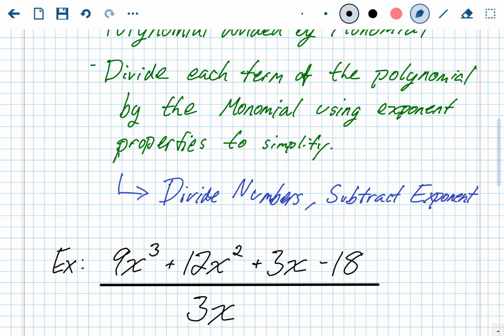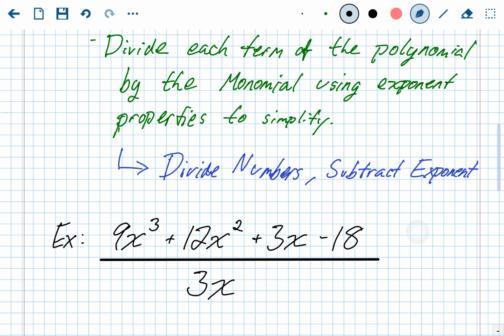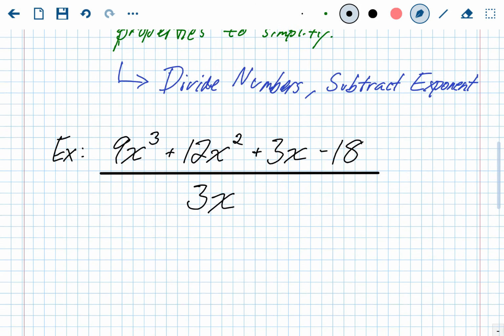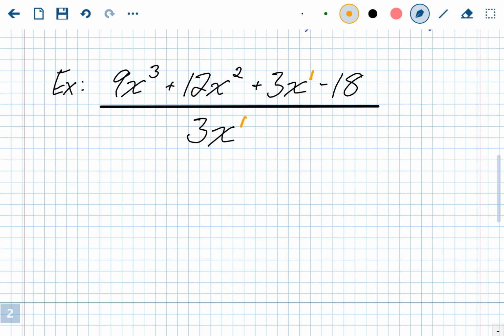Again, fractions are divisions. So we're going to divide each term of the polynomial on top by the monomial on the bottom, and then use exponent properties to simplify. What this means is we're going to divide each term on top by the 3x that's on the bottom. And remember, it's not just 3x. Anytime there's not an exponent on the variable, it's 1. So if it helps, I'm going to add 3x to the first power. Same thing on top, this x to the first. You don't have to do that, but if it helps.